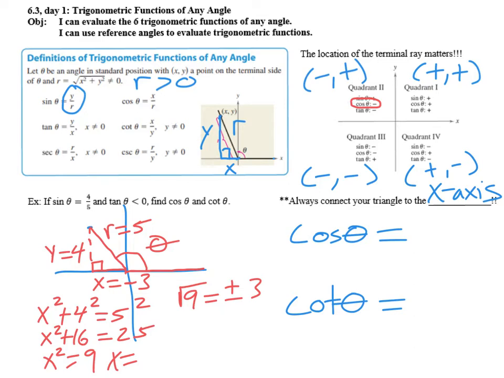Once you've got x, y, and r, getting any of the trig functions is just simple substitution, right? Cosine is x over r. It's -3 over 5. Okay, cotangent is x over y, -3 over 4.